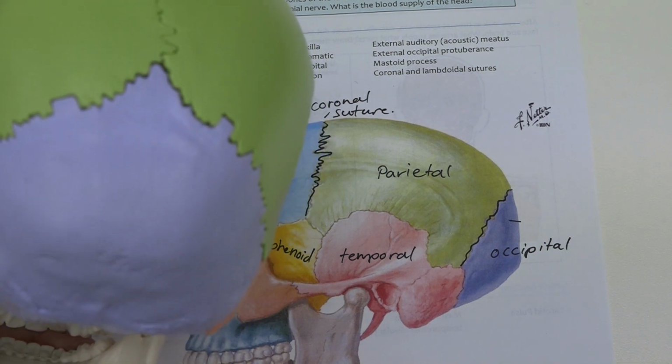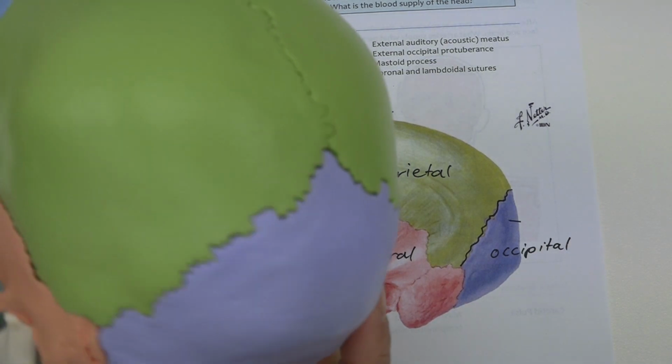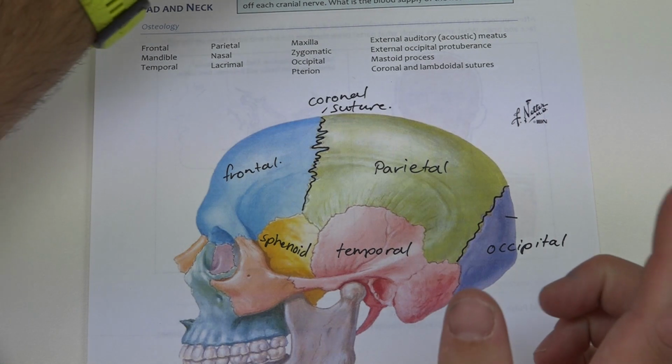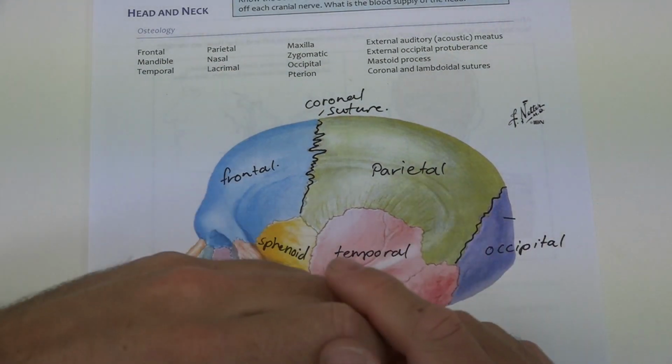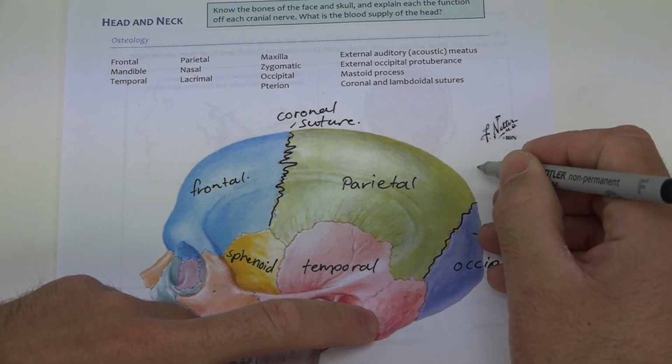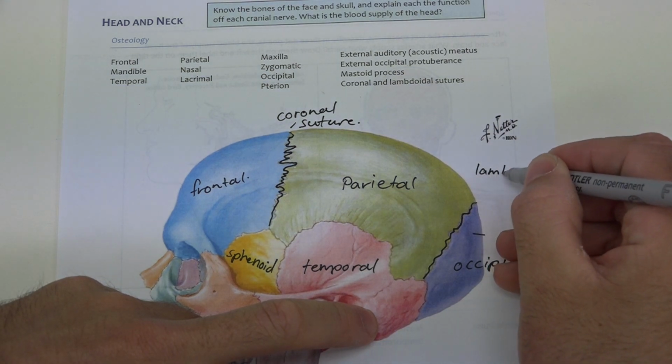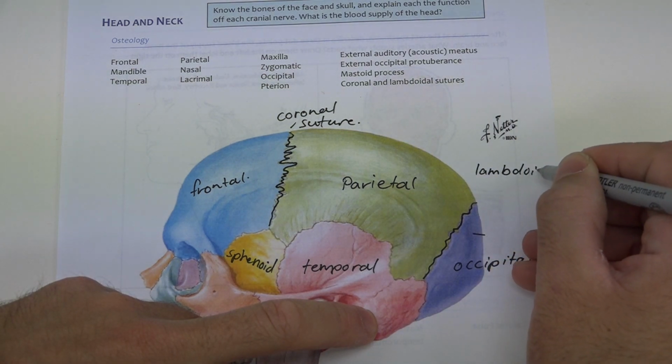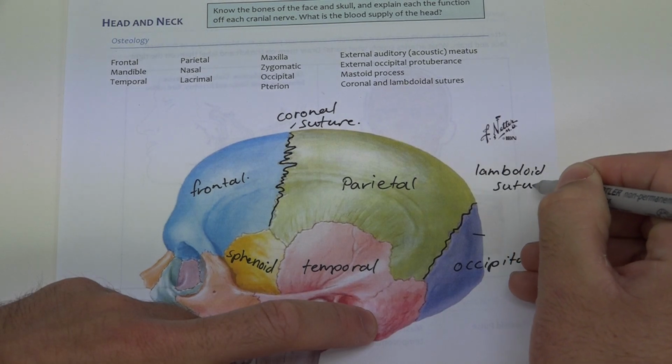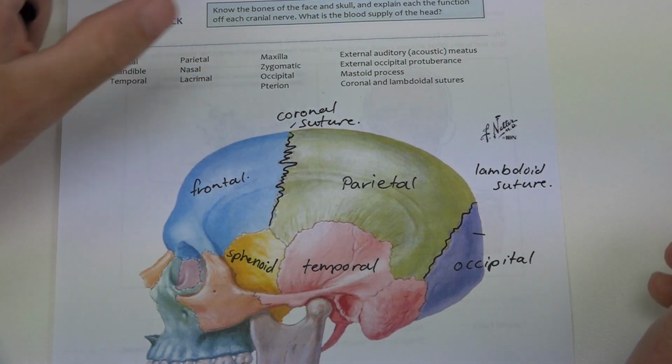So if we think about our Greek letters that we've talked about, we've spoken about deltoid before being triangle shape, then upside down Y is actually the letter lambda. So what we call this one the lambdoid suture, because it looks like an upside down Y.